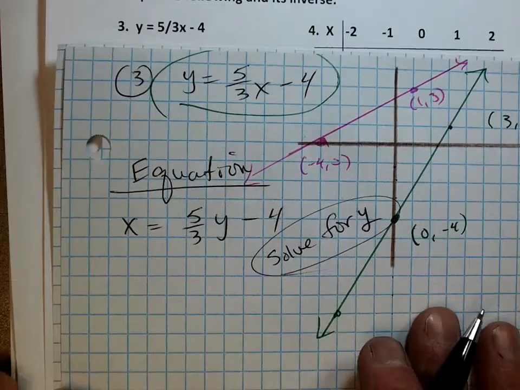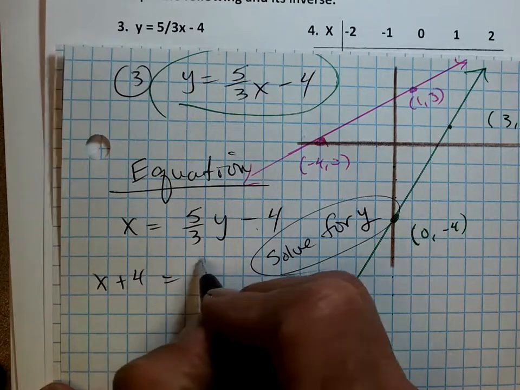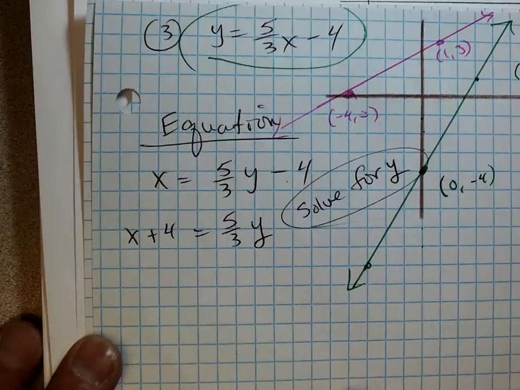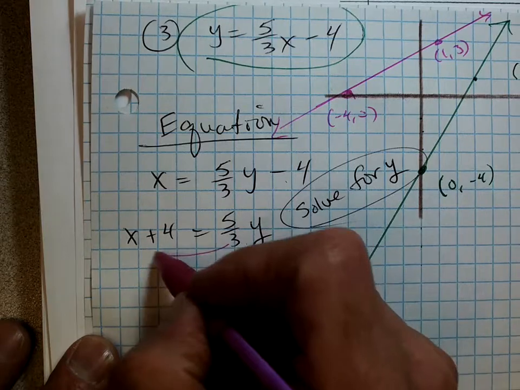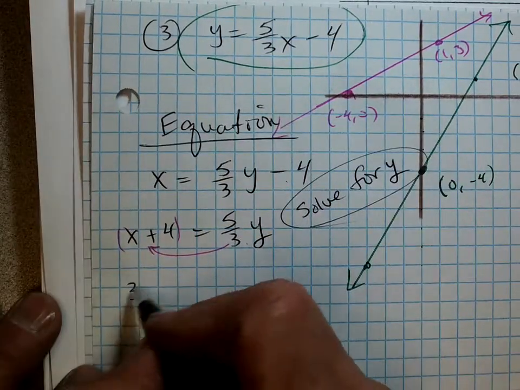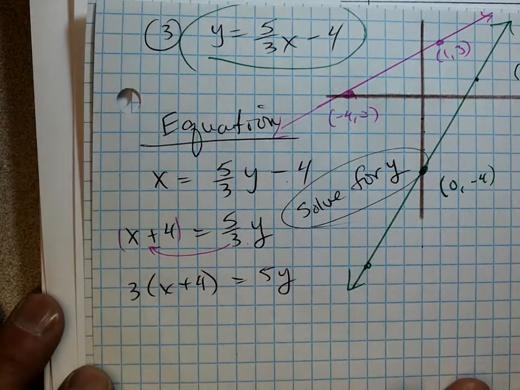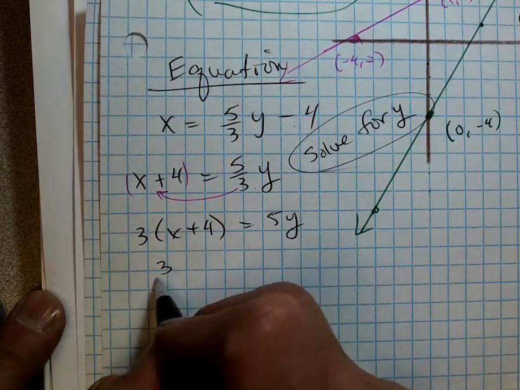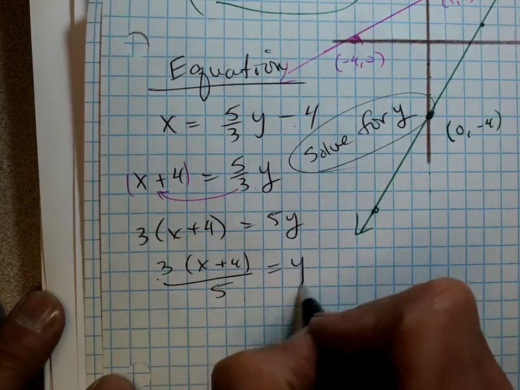To solve for y, I'm going to add 4, so that x plus 4 equals 5/3 y. Multiply by 3, that's the easiest thing to do. Multiply everything up by 3. I'll multiply the 3 up here. So I will get 3 times (x plus 4) equals 5y. And then I'll divide by 5, and I'll get 3(x plus 4) divided by 5 equals y.